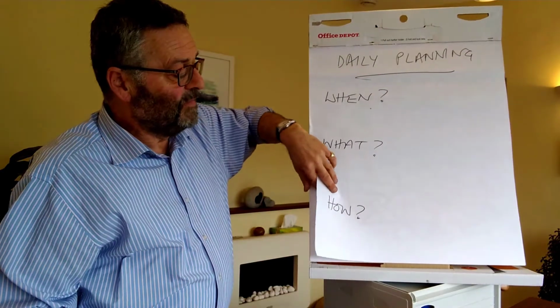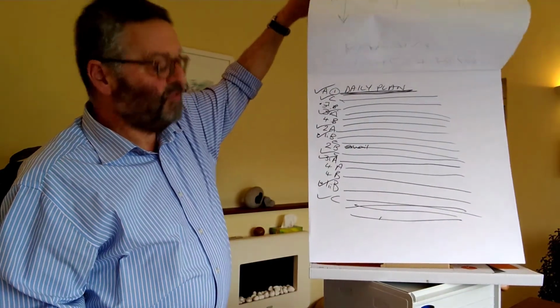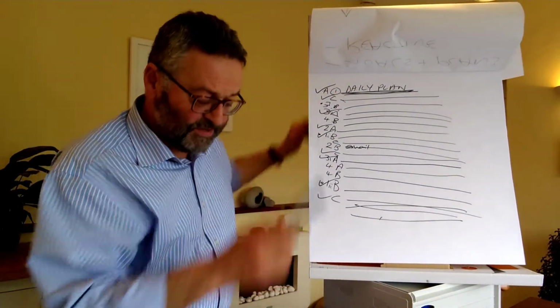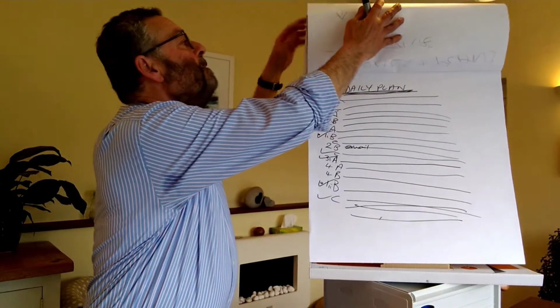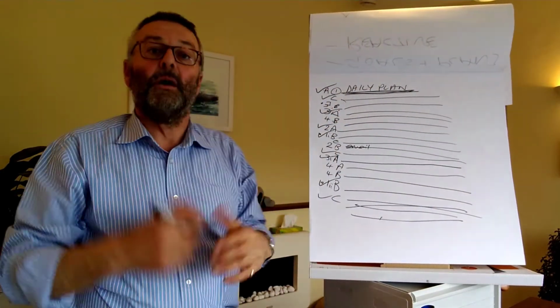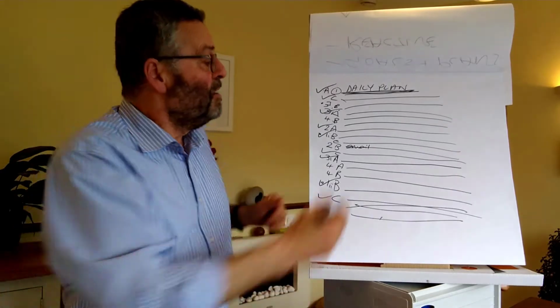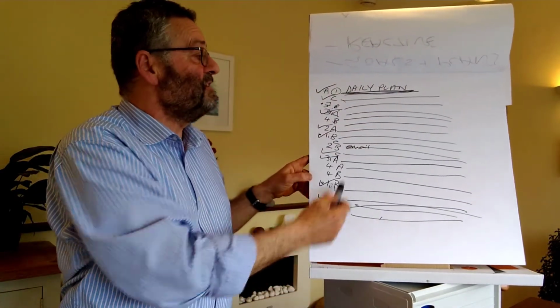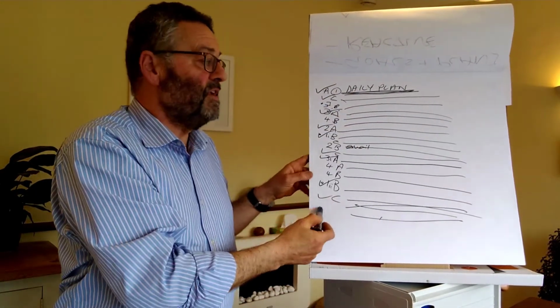How do we do it? Okay, there are four things to say here. Number one is be pedantic. Use the A's, B's and C's. Use the 1s, 2s and 3s.